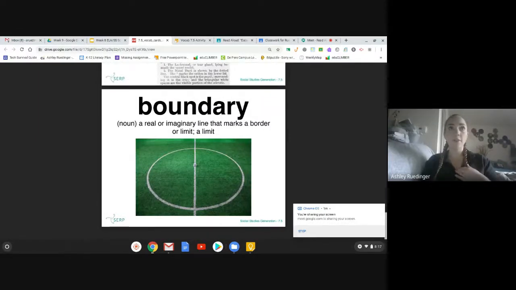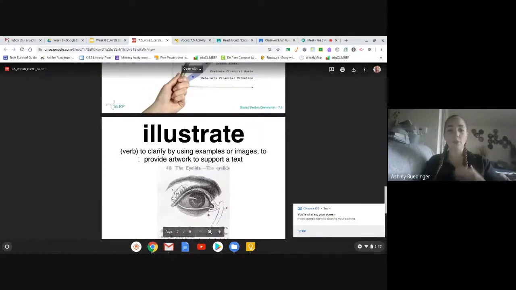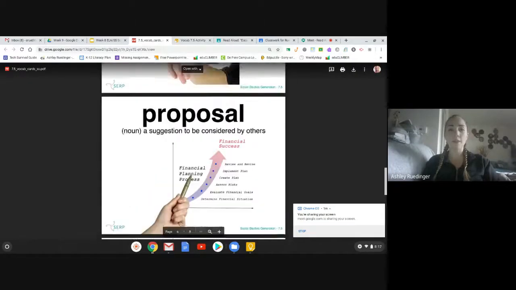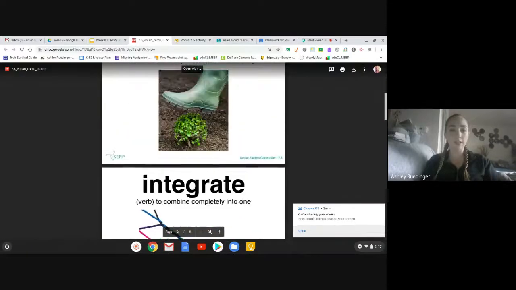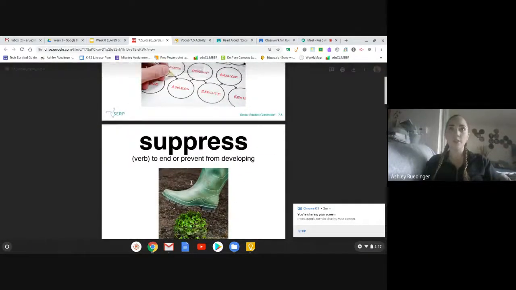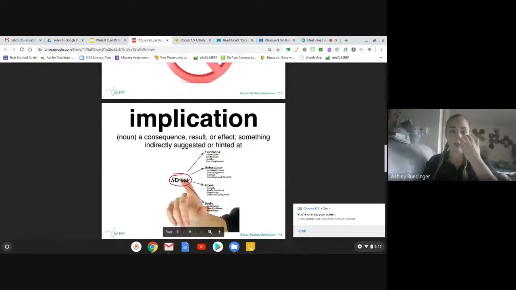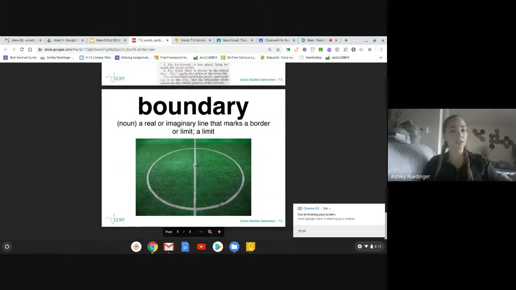If I'm thinking from a 6th grader's perspective, I could see illustrate is one that we would probably understand more because it sounds like illustration. And possibly one that we aren't quite sure what it might entail is suppress. I think that one we don't hear a lot of. I could see implication being another one. Proposal, not necessarily the wedding one, though it could be, but any sort of suggestion to consider by others.